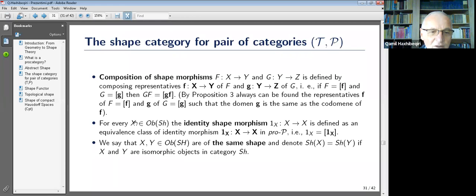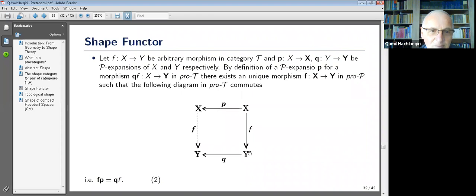For every X in SH, the shape category, the identity shape morphism is defined as an equivalence class of the identity morphism in pro-P. We say that X and Y are of the same shape and denote Sh(X) = Sh(Y) if X and Y are isomorphic objects in the category SH, or shape category. Now we can define a shape functor.